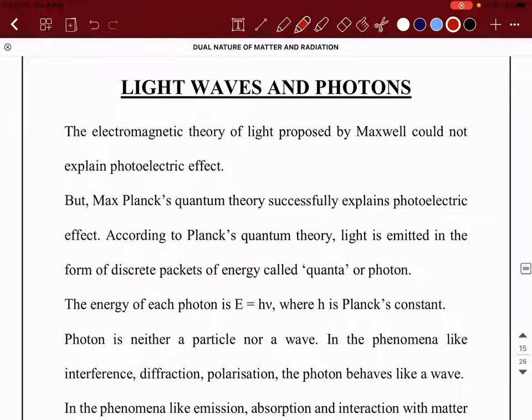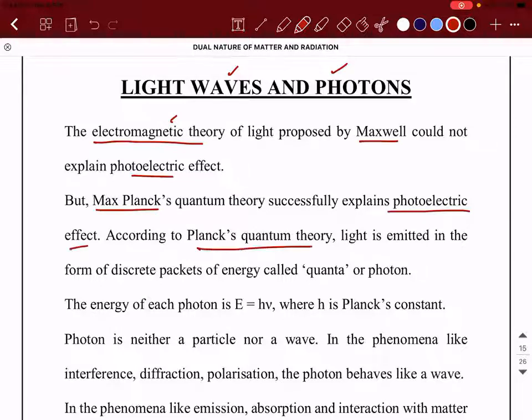Now, we will discuss light waves and photons. The electromagnetic theory of light was proposed by Maxwell, which could not explain the photoelectric effect. When I say electromagnetic theory, I'm talking about the wave nature. But Max Planck's quantum theory successfully explains the photoelectric effect.